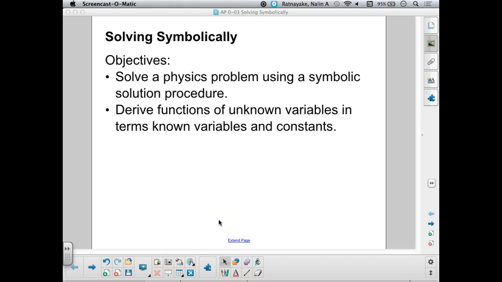This lesson is on solving symbolically, which means we're going to learn how to solve problems using algebraic symbols first before we plug in our numbers, and that can lead us to some important insights which it's hard to get if we rush to trying to calculate things with numbers right away. Our objectives are that you should be able to solve a physics problem using a symbolic solution procedure, which I will step through, and derive functions of unknown variables in terms of known variables and constants, and we'll see some very good reasons to be able to do that shortly.